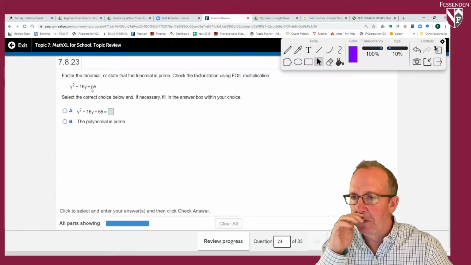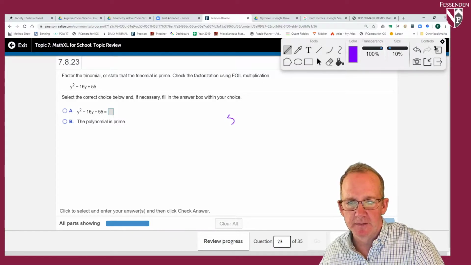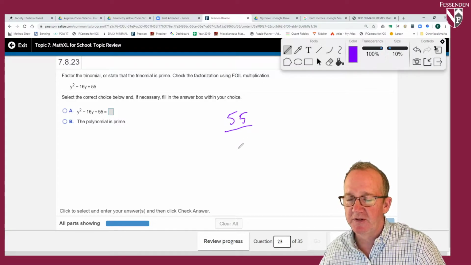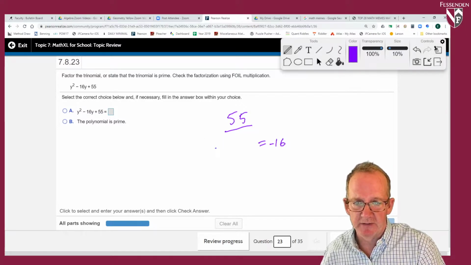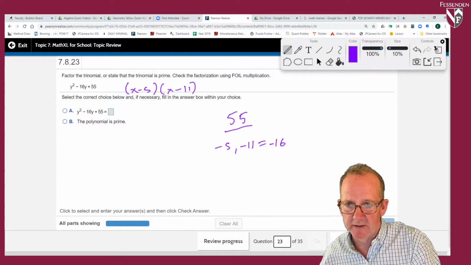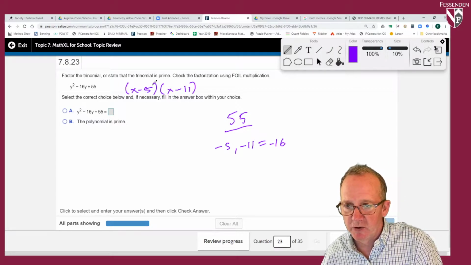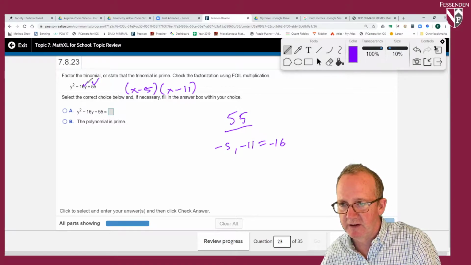So here's an instance. 55. We're looking for things that multiply to be 55. What multiplies to be 55 and adds to negative 16? So, and they both have to be negative. So I'd see negative 5 and negative 11. And now I can write my factors, right? Because that's going to be x minus 5, x minus 11. And check it mentally, make sure it works for you. And it does give us positive 55, and it does give us negative 16.